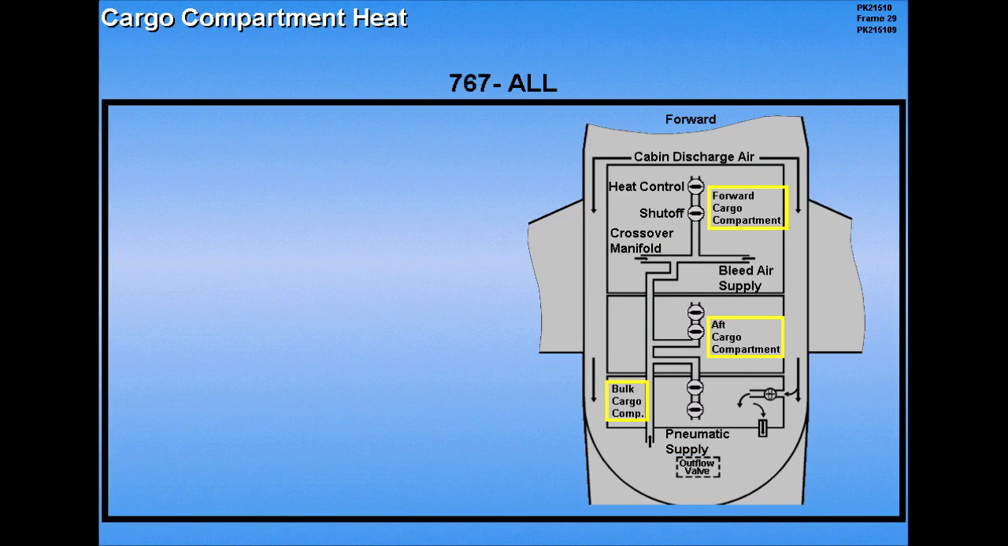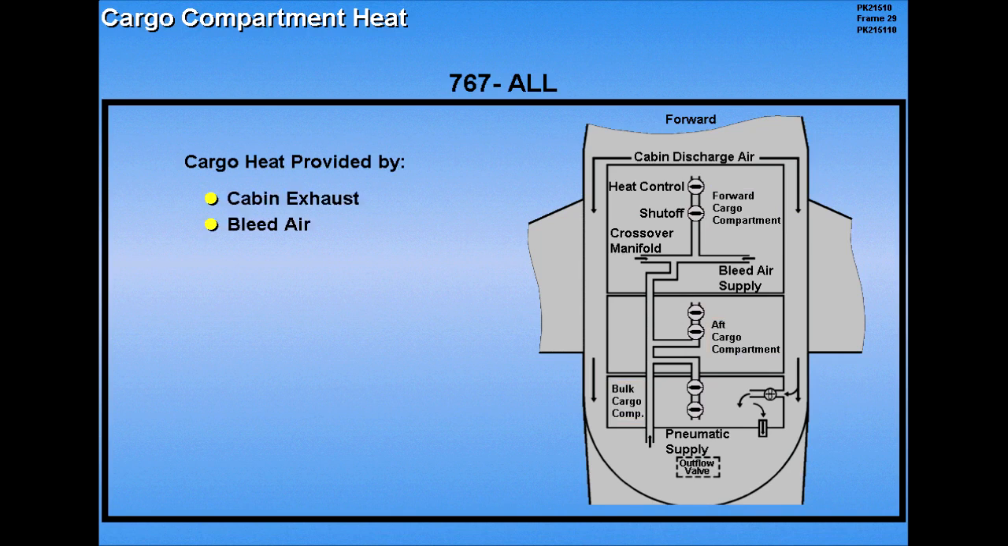All 3 cargo bins on the 767 airplanes are heated. Heat for these compartments is provided by cabin exhaust air and bleed air. The cabin exhaust air is ducted along the outside compartment walls and then discharged overboard through the pressurization outflow valve. Bleed air is ducted under the cargo compartment floor for additional heating.